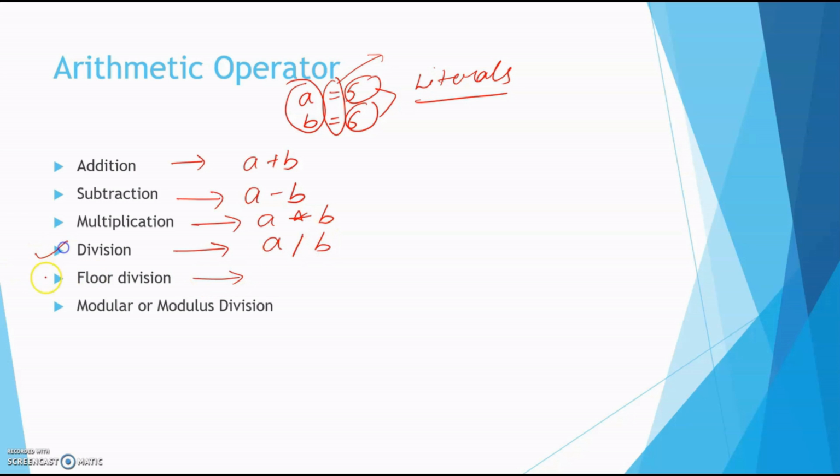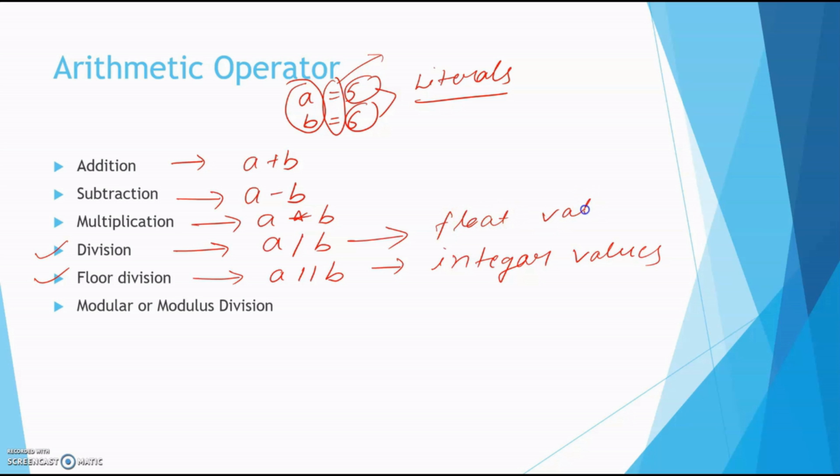What is the difference between division and floor division? Floor division always gives an integer result. It is a simple division, but it gives only an integer value as the result. But simple division gives a float value in the result. Okay. And what about modulus? That is the percentage symbol. It always gives the remainder value.